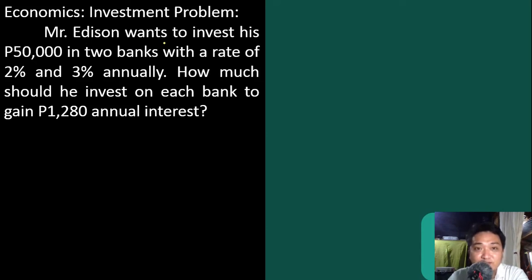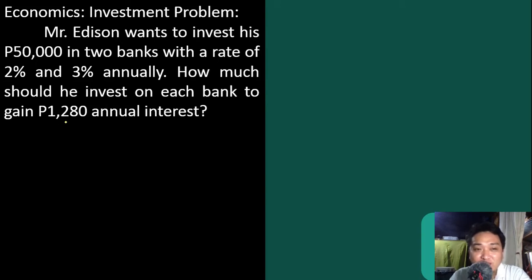Una, si Mr. Edison daw nang-invest ng pera niya sa dalawang bangko. Yung total investment niya sa bangko is 50,000. Sa dalawang bangko. So, since hindi pa naman natin alam kung ilan talaga yung in-invest niya sa bawat bangko, kasi nandun yung sa tanong, how much should he invest? Ang alam lang natin, yung porsyento nung bawat investment sa dalawang bangko at saka yung naging tubo.